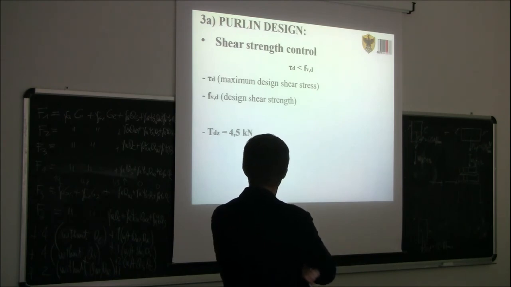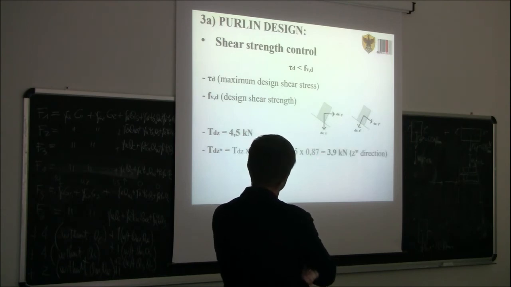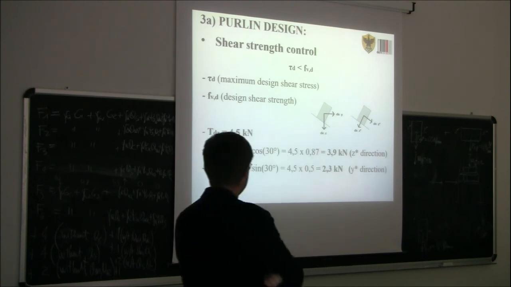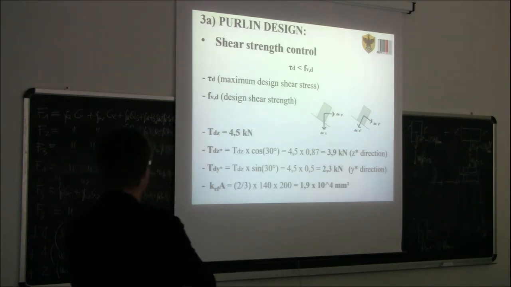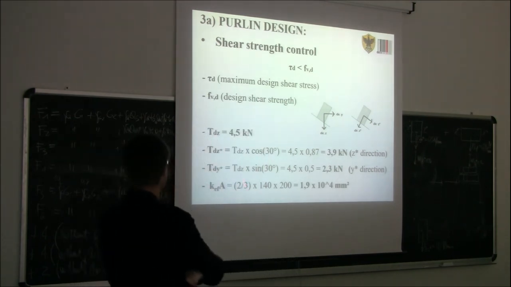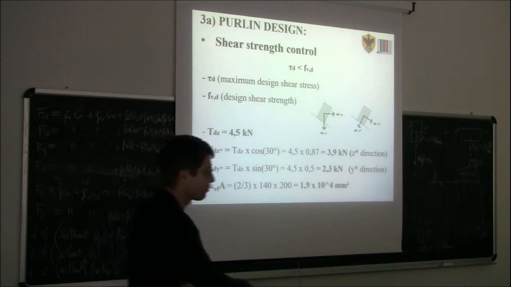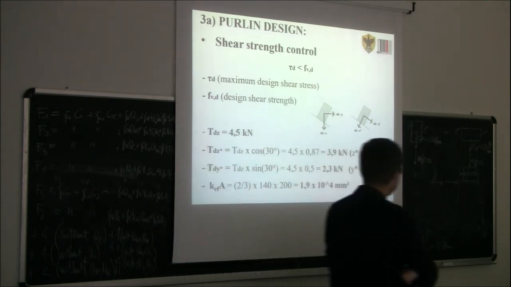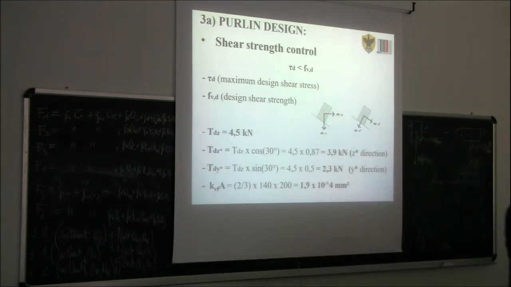So, the value of the shear is 4.5 kN. We need to decompose 4.5 kN in z direction 3.9 and in y direction 2.3. Then we calculate the shear area times this reduction coefficient to take into account the problem of shear cracks. It's 2/3, so 1.9.